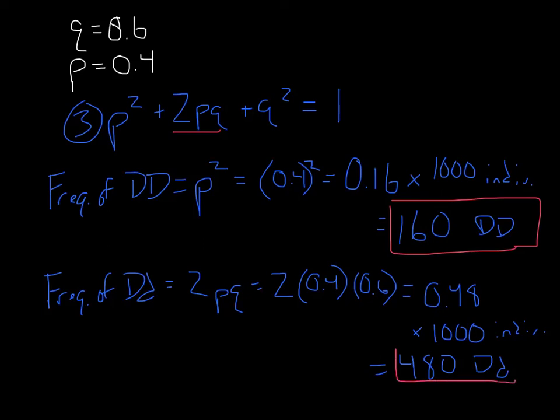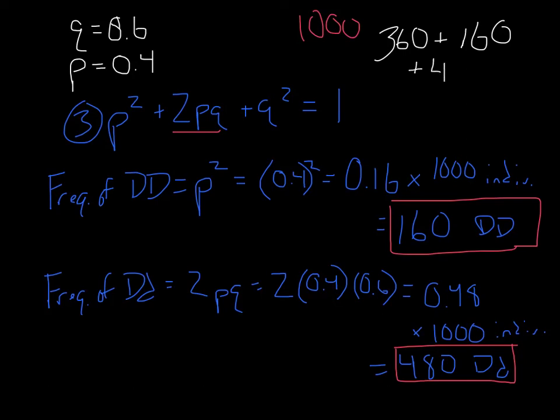Now, if you've got the time and you want to be real certain, you can double check your work, right? We're told that 1,000 individuals are in this population. We were told that 360 of them were homozygous recessive. We just solved that 160 of them should be homozygous dominant, and 480 of them should be heterozygotes. And so what you can do is make sure that that will come out to equal 1,000, which it should.